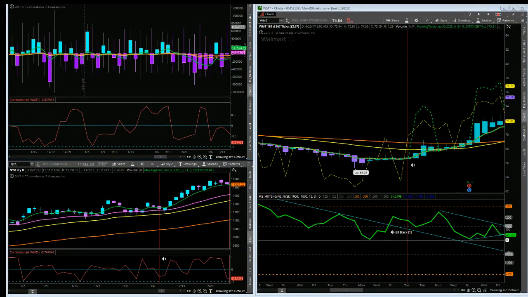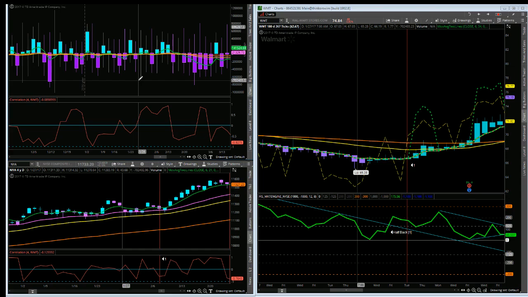Okay, everybody, I wanted to show you a trade setup here on Walmart. It's a three-step process to get this. There are two charts. Over here, on the left-hand side, is the market effectiveness chart.